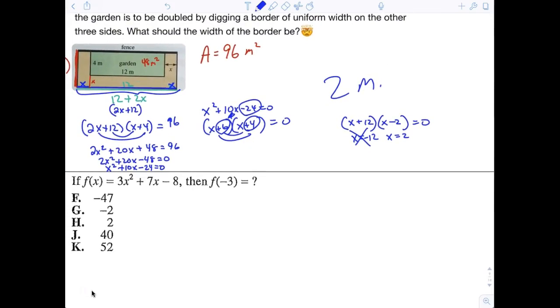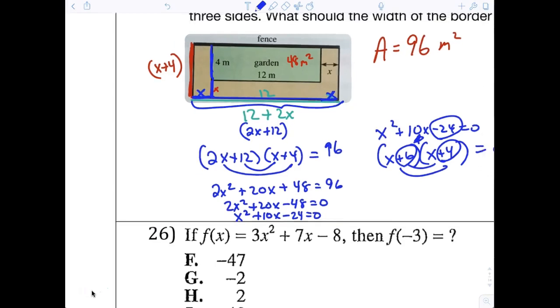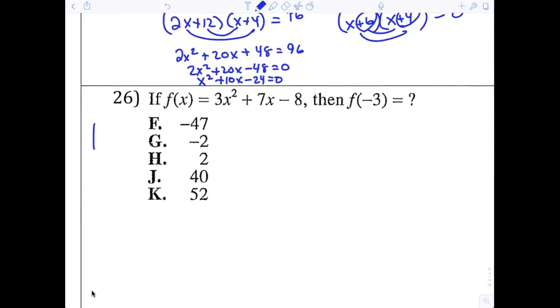Okay, and also, how come x plus 4 isn't 2x? Oh, because remember, this was just 4. We're just adding x, not 2 x's. On this side, good question, on this side we're adding a what? An x and an x. Right? Good. Okay, 26. Put a star by number 26.